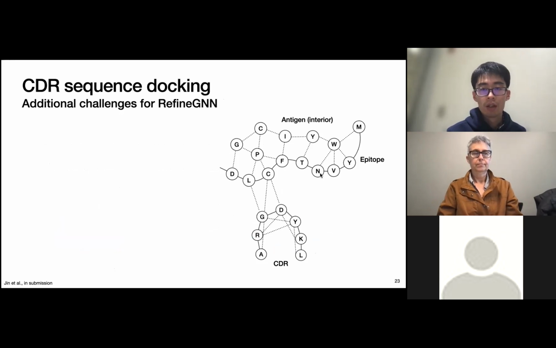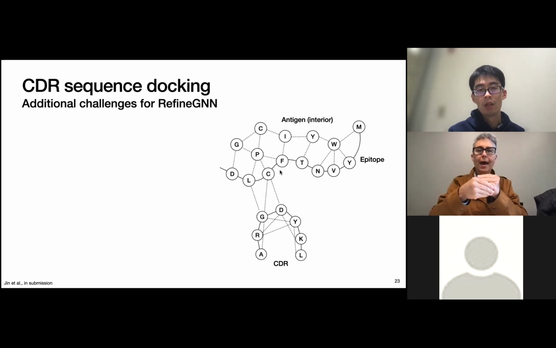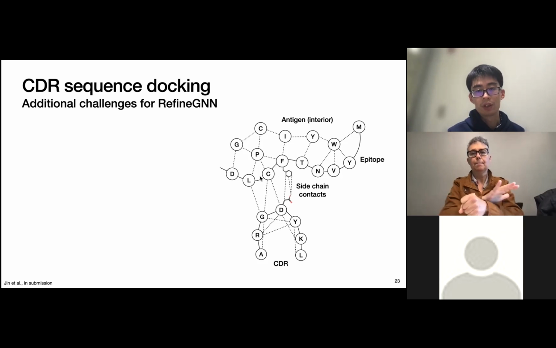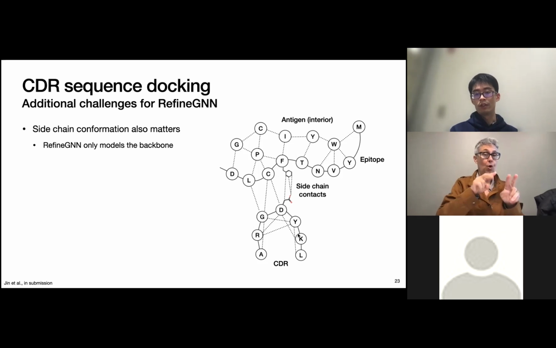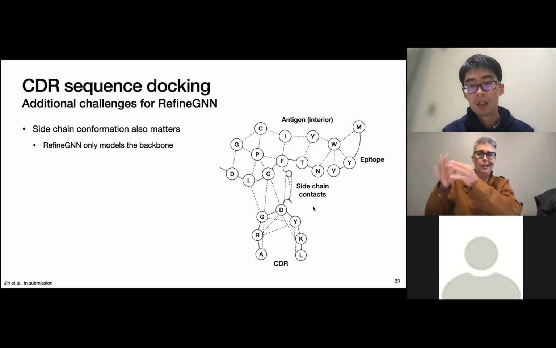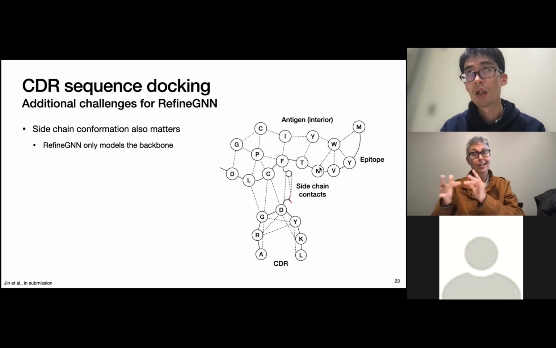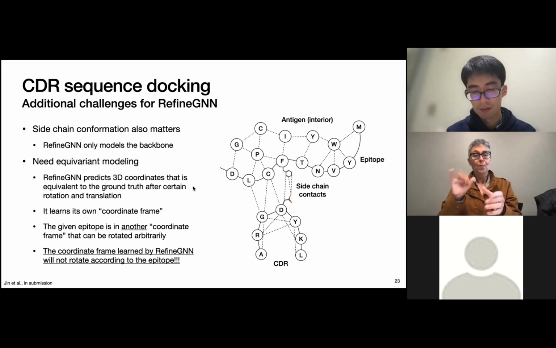Here, there are two additional challenges that we need to solve. Unfortunately, we cannot just apply this iterative refinement directly. We will operate on iterative refinement, but we need to add some additional components in order to make this complete. So first, we need to fill out the side chains. In the previous model, we just look at the backbone of the CDRs, and we're not really modeling its side chains at all. But side chain contacts are important for modeling antibody-antigen interaction. And also we need equivariant modeling.